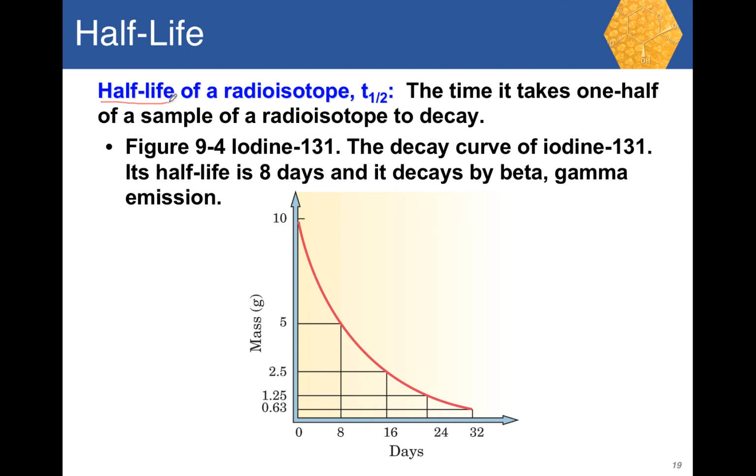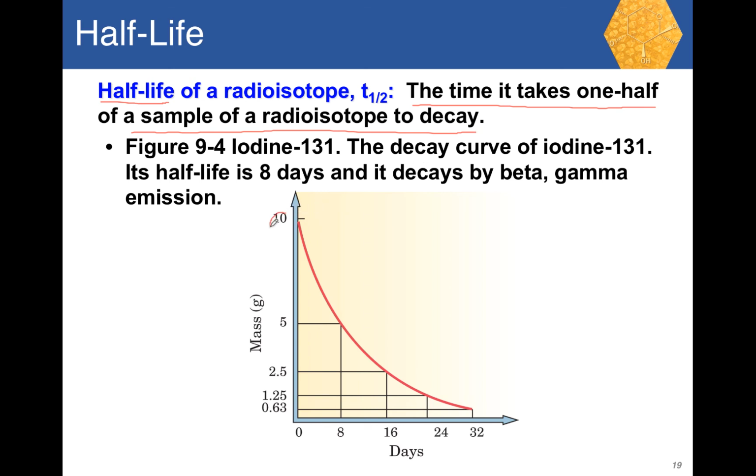So let us define half-life. The time it takes for 1/2 of a sample to decay. So in other words, if you have 1 gram of an isotope, the time it takes for that 1 gram to go to half a gram is called the half-life for that particular isotope.